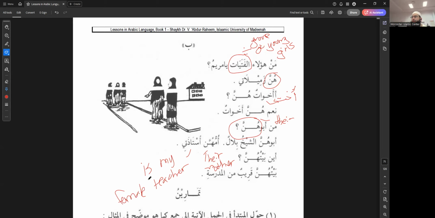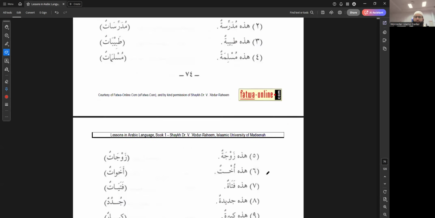أين بيتهن? Where is their house? بيتهن قريب من المدرسة. Their house is close to the school. قريب means close. And then you would say min al-madrasa because you're comparing. It's close from the school, but in English you would say close to the school. Okay? So that is the female.